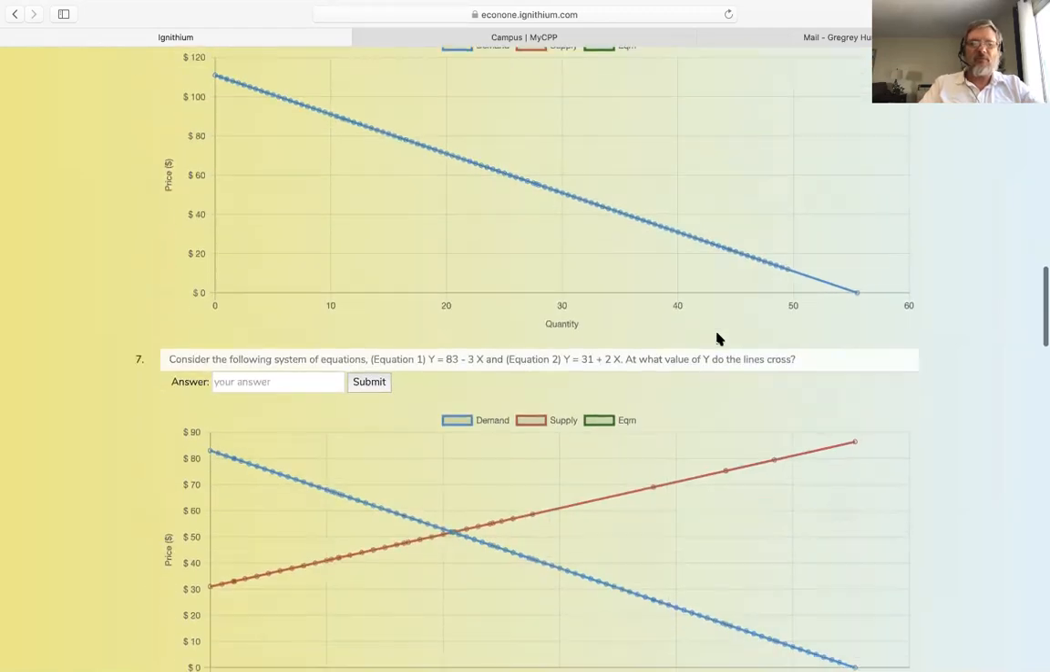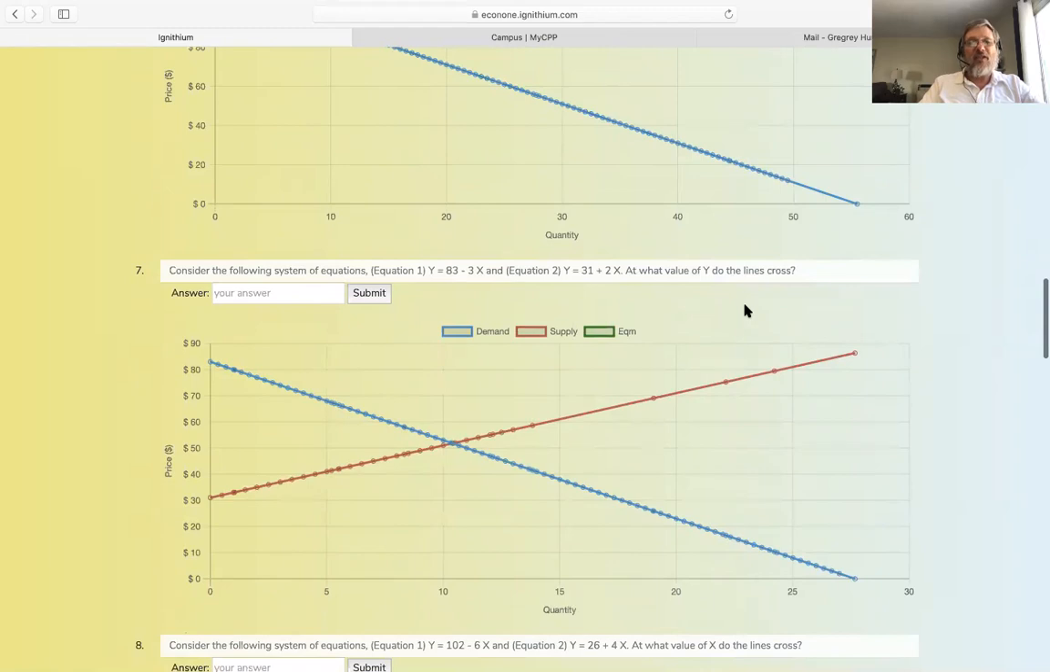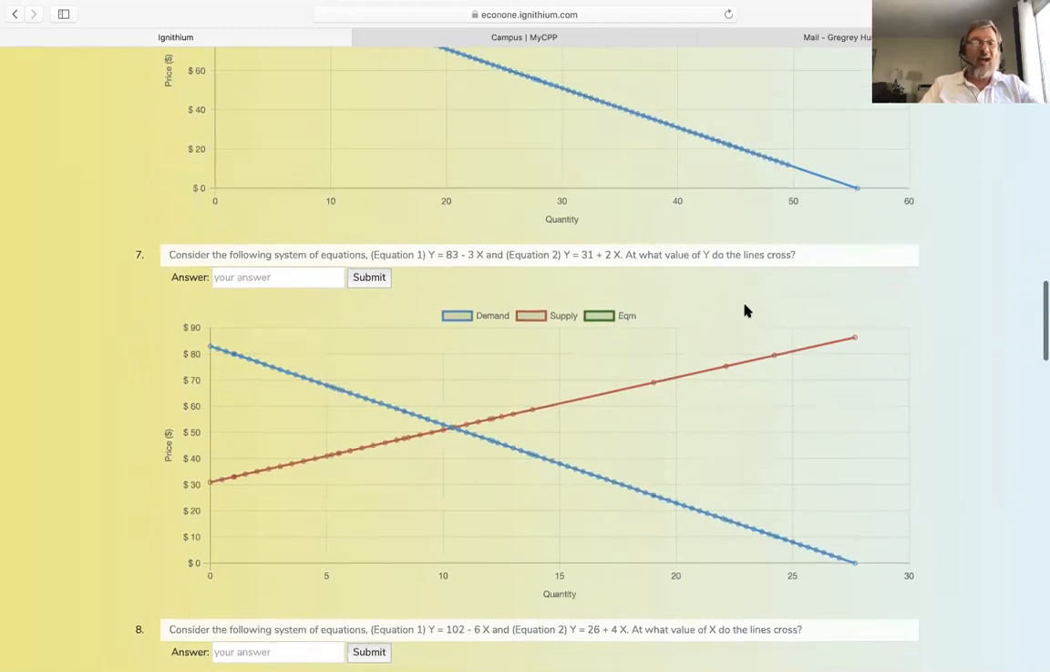So, all right. Here's another one. This is question number 7. So we're halfway through. We only have to question 14. And so consider the following system of equations, blah, blah. At what value of y do the lines cross? Who wants to volunteer for that one? Okay, I'm looking for volunteers. Okay, Dawn, you volunteered again. Okay, so you get your mic?